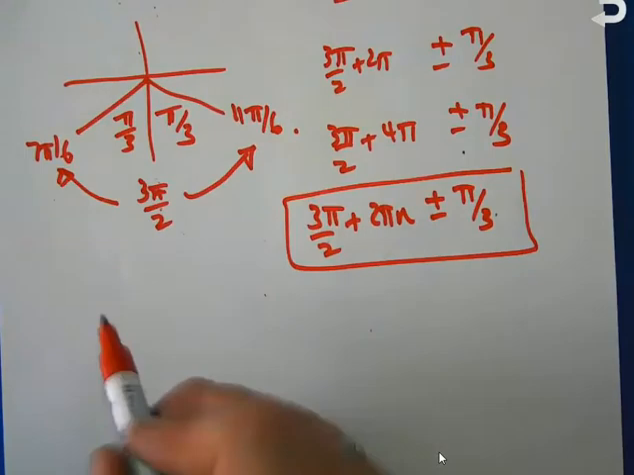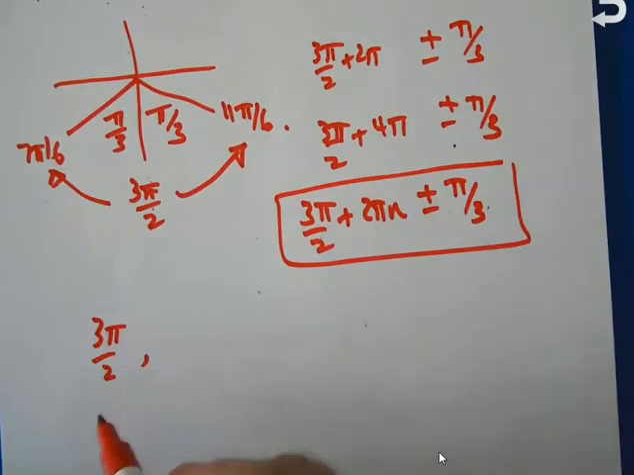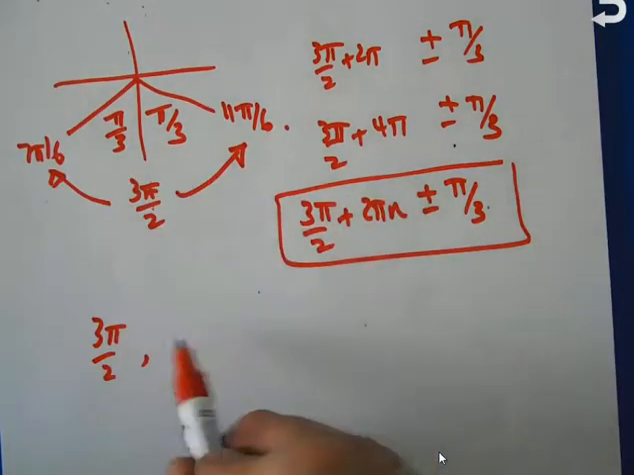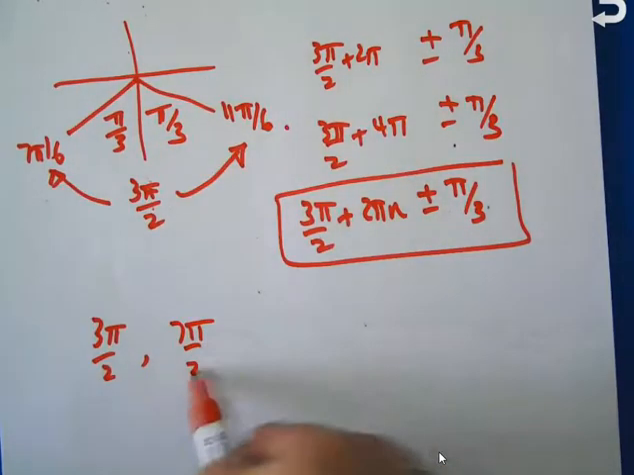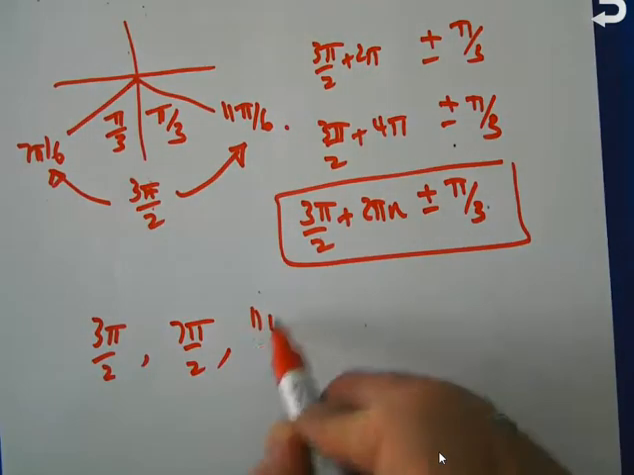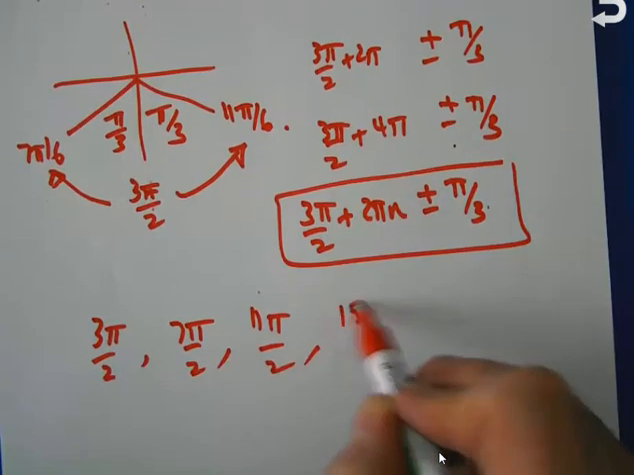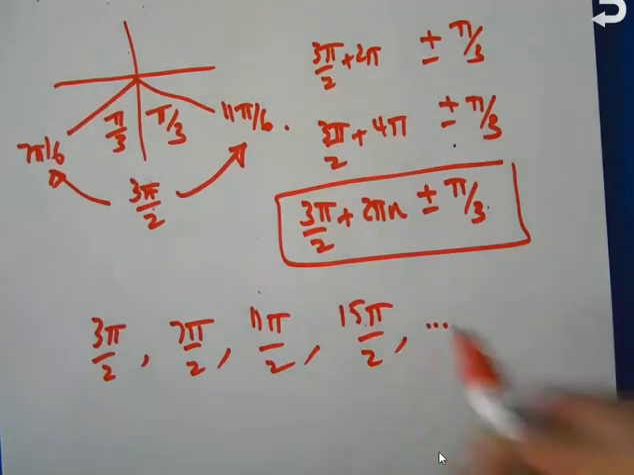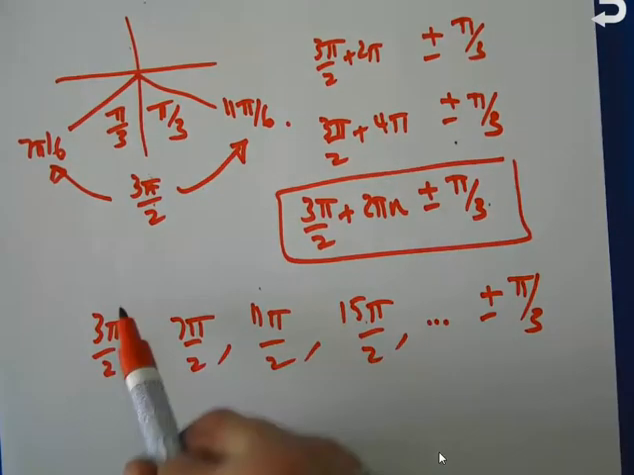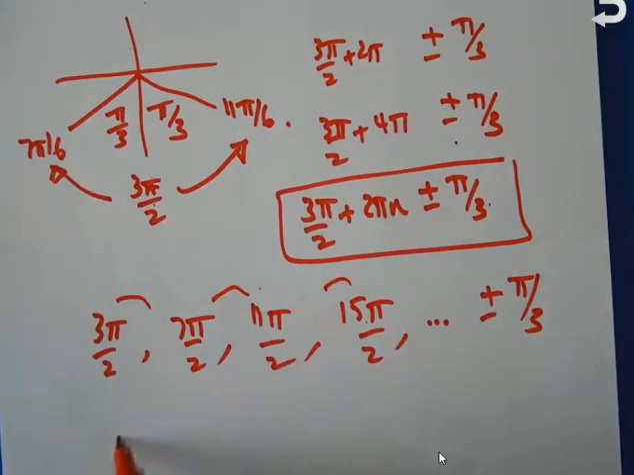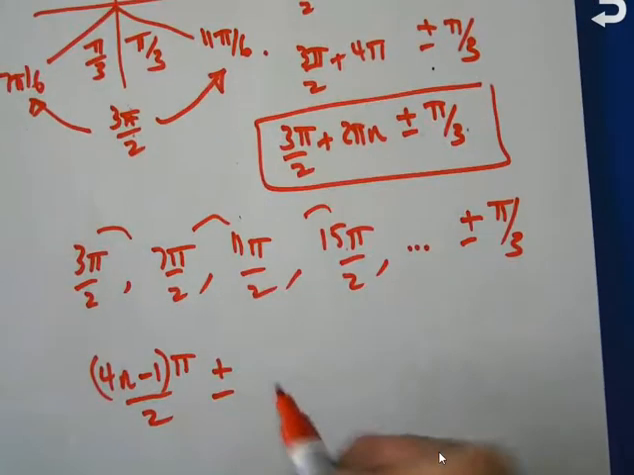A third way of looking at it is that I've got 3 pi on 2, or 7 pi on 2, or 11 pi on 2, or 15 pi on 2, or plus or minus pi on 3. It goes up by 4s, so my multiplier is 4n minus 1, pi on 2 plus or minus pi on 3.